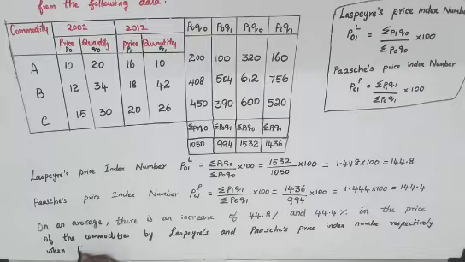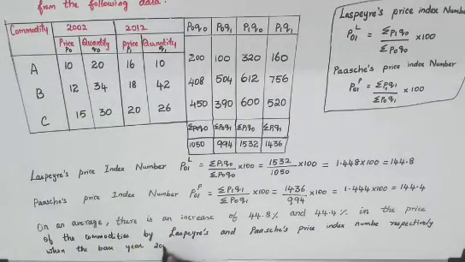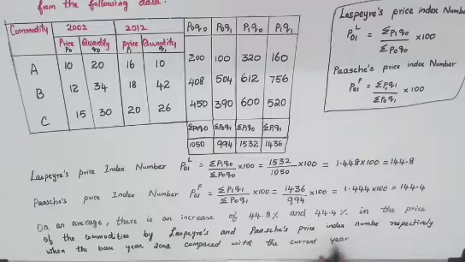When the base year is 2002, compared with the current year, which is 2012. So when comparing your base year and current year, the difference in the percentage is 44.8 and 44.4 for Laspeyres and Paasche's respectively. So this is the answer for your 14th question.